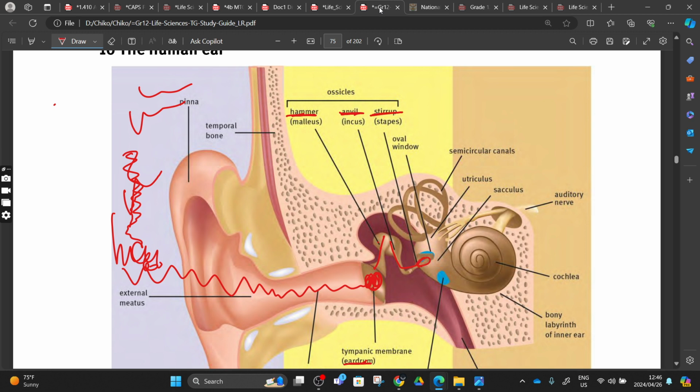The anvil causes the stirrup to vibrate. While the stirrup vibrates, the liquid here vibrates. While the liquid is vibrating, it vibrates the sound receptors inside the cochlea. The sound receptors convert the sound stimuli into impulses, and those impulses are passed via the auditory nerve to our cerebrum.